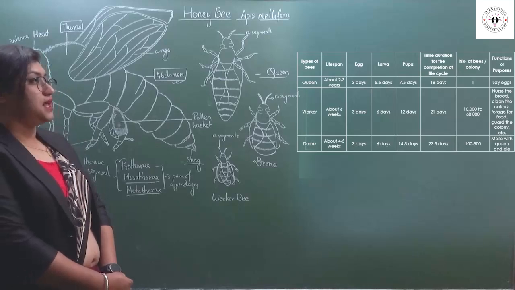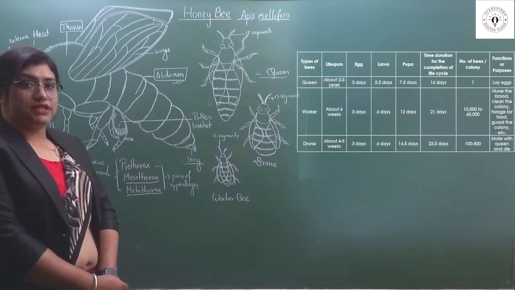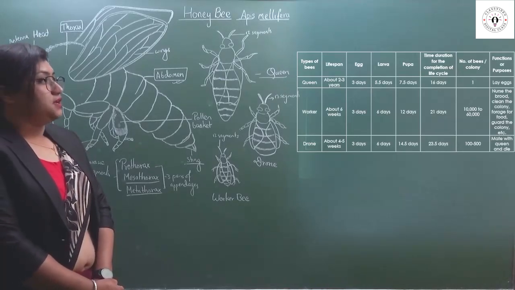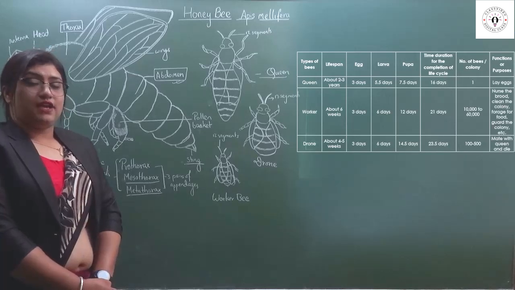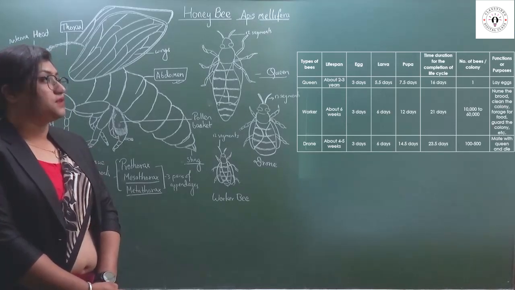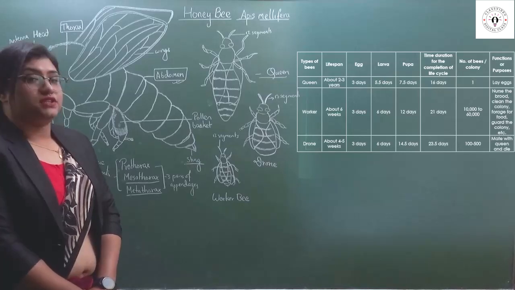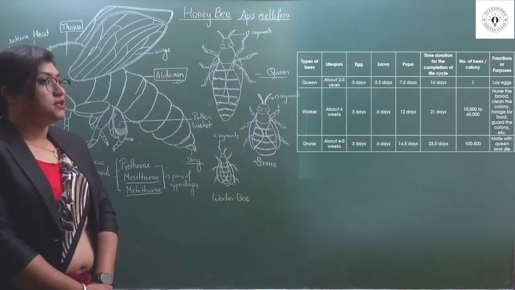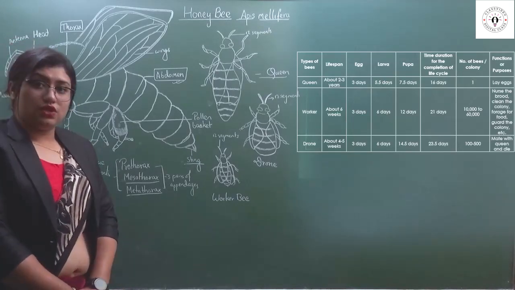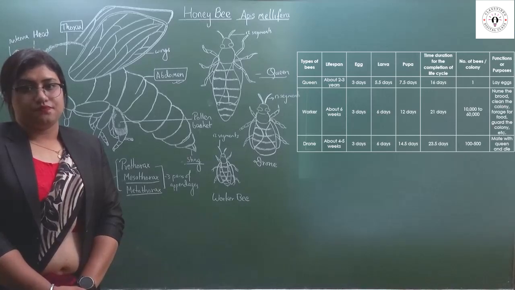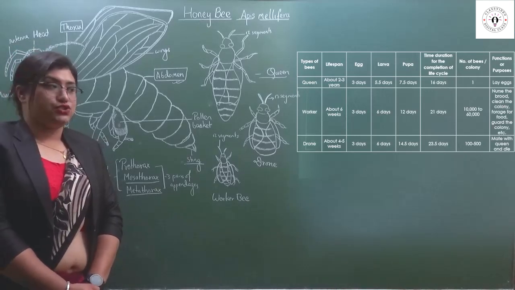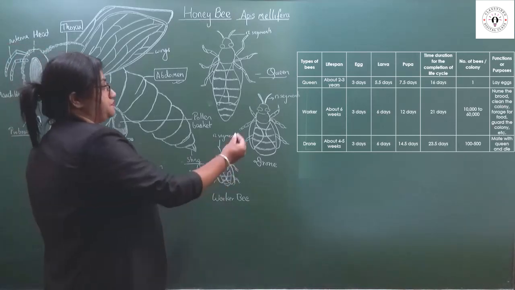You can just go through this slide and go on reading for the lifespan, the number of days for the completion of egg into the larva and larva to pupa, then the time duration for the completion of their life cycle, the number of the bees in the colony, and the major functions. I'm again going to teach you about the function.